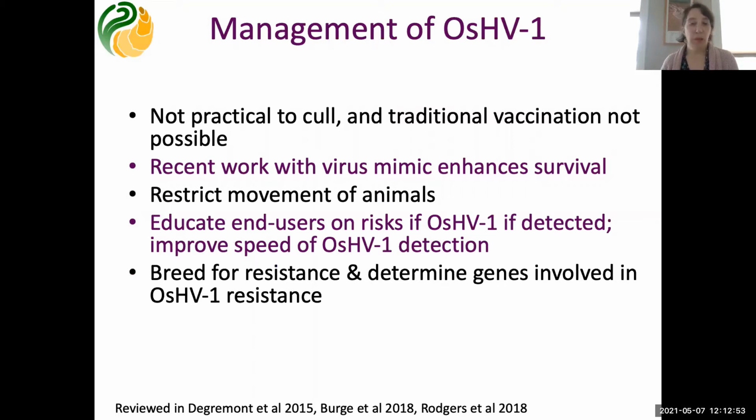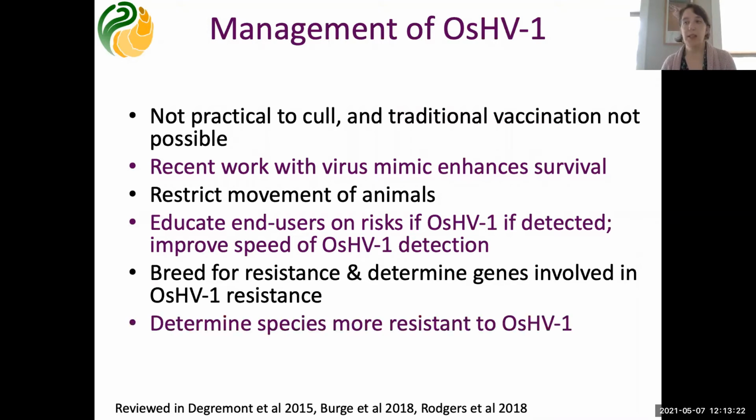Something that's worked really well, particularly in France and Australia, is breeding for resistance. So there is a genetic component of resistance. And in fact, in France, they have families that can clear and eliminate the virus. And also determine genes involved in OSHV-1 resistance to more broadly be able to understand and be able to breed for resistance, especially in areas where the virus is not endemic.